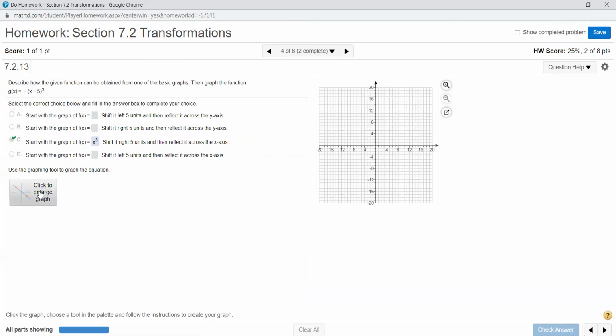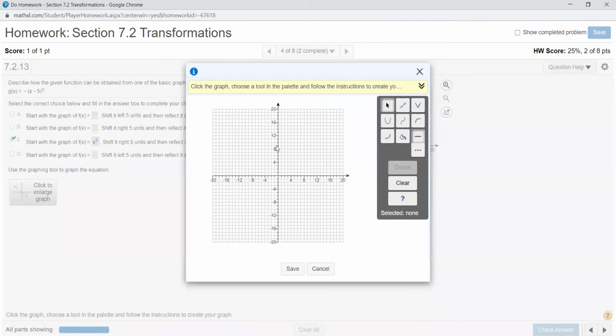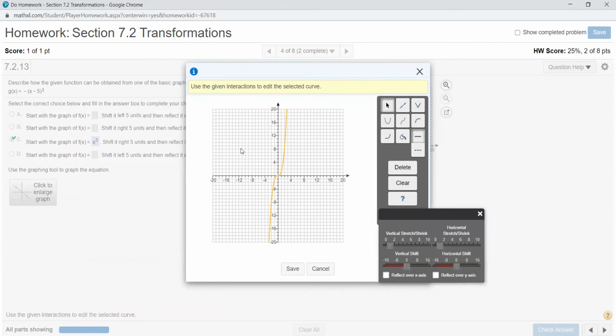So now let's see how we would graph that. Since it's an x cubed graph, you're going to choose that x cubed tool. And again, you can click anywhere you want in the whole graph. So we're going to do 2 things. We're going to shift it horizontally to the right 5. So come down to your horizontal shift and move it over to the right 5.